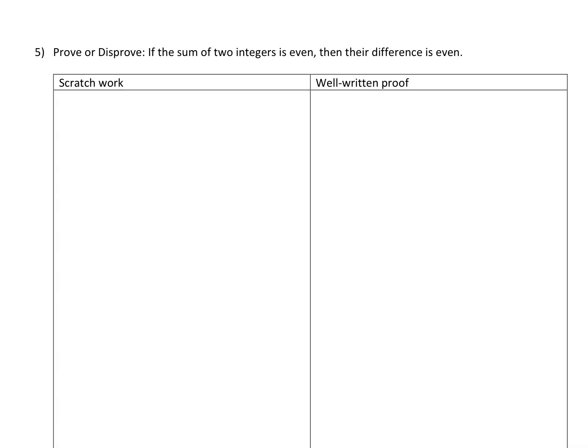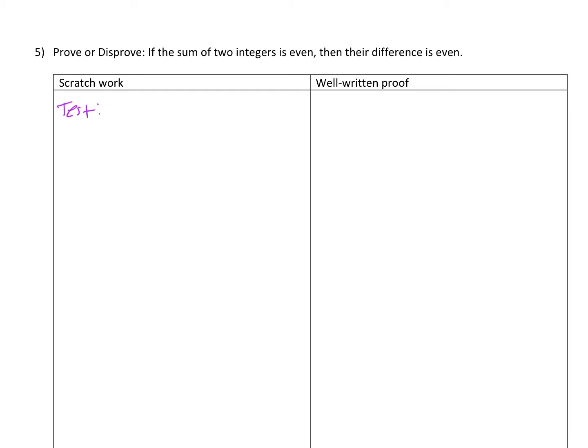Last example for this lesson, another prove or disprove. If the sum of two integers is even, then their difference is even. Because it's a prove or disprove, we have to start with some investigation, do a little test, right? So the sum of two integers is even, then their difference is even. So let's see, the sum of two integers is even.